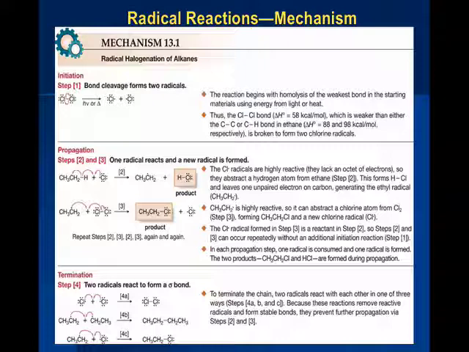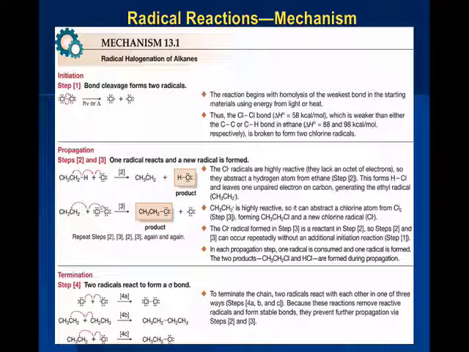The chlorine radical then enters into the propagation step, where the chlorine radical abstracts a hydrogen atom from ethane using 3 single barbed arrows. We generate HCl as one of our products, and we generate a carbon-centered radical. How do I know that this is a propagation step other than the fact that it says propagation? I have a radical on both sides. That's what propagation means. One radical begets another, okay?